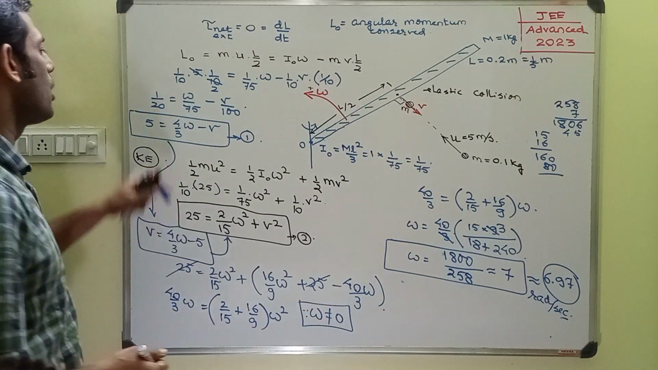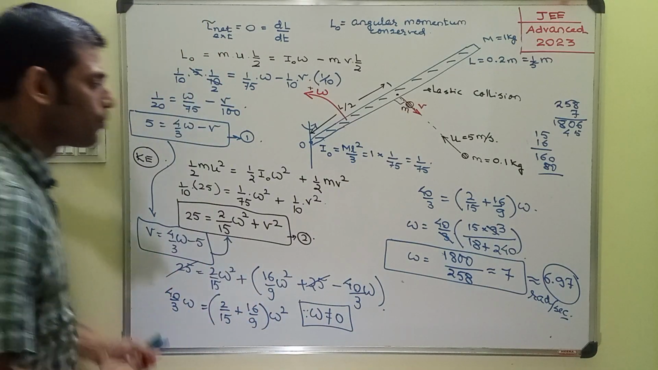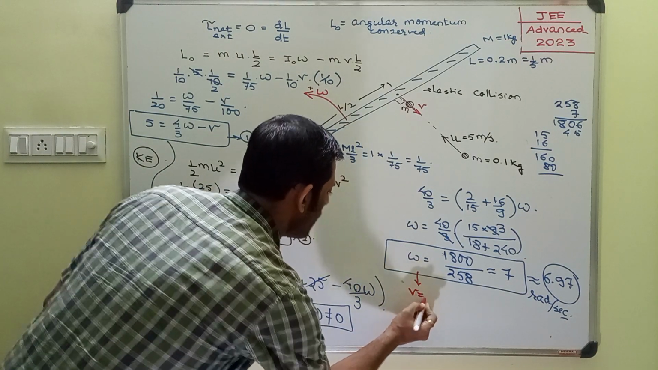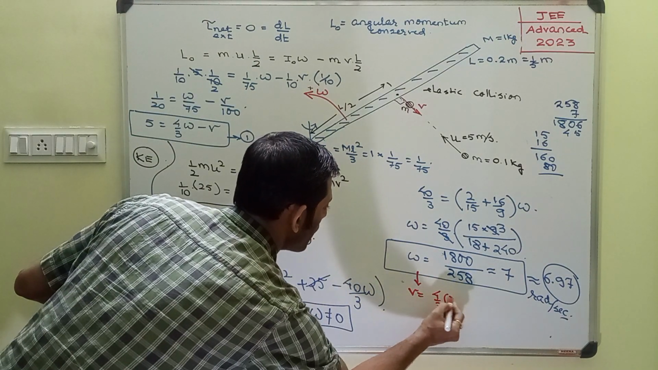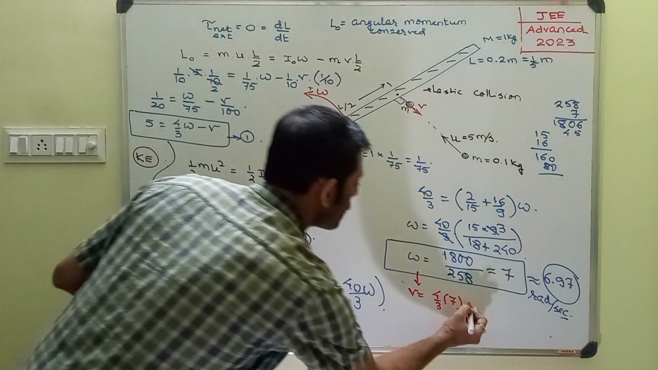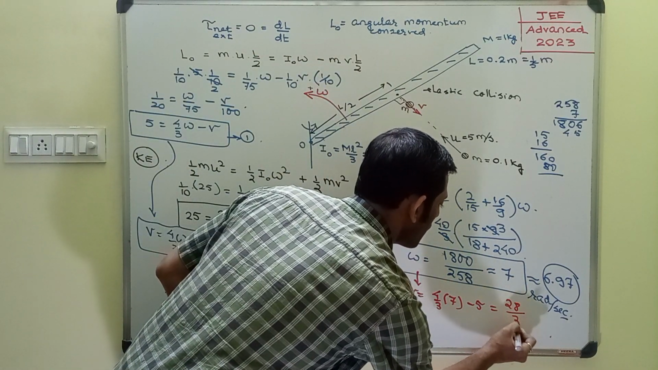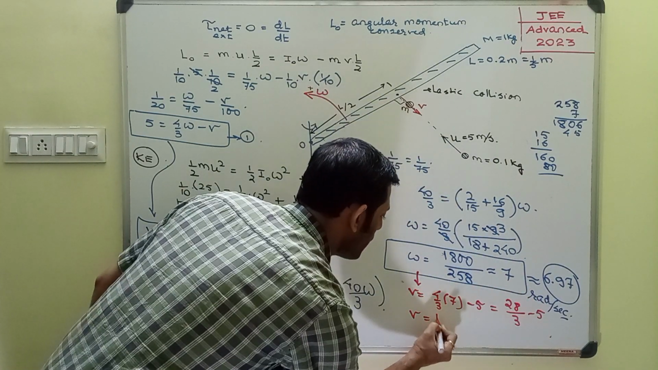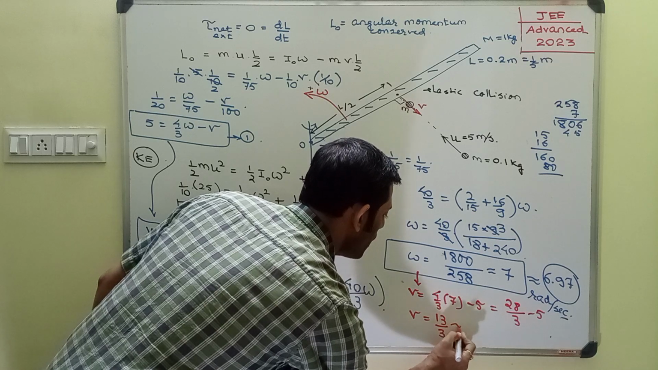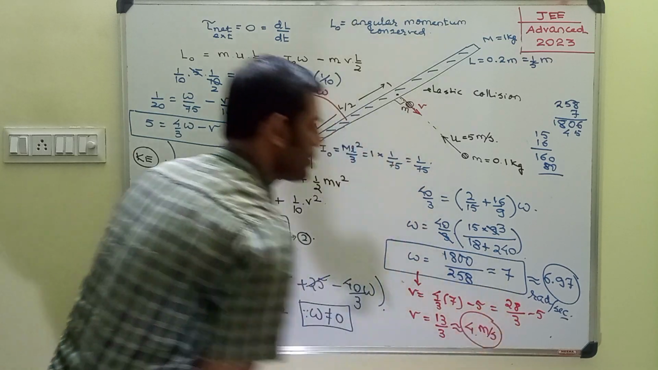Then if omega is 7, how much is V? So if omega is 7, that brings me V is equal to 4 by 3 into 7 minus 5. So 28 by 3 minus 5. So V is equal to 28 minus 15, that is 13 by 3, very close to 4 meters per second. This is the second answer.